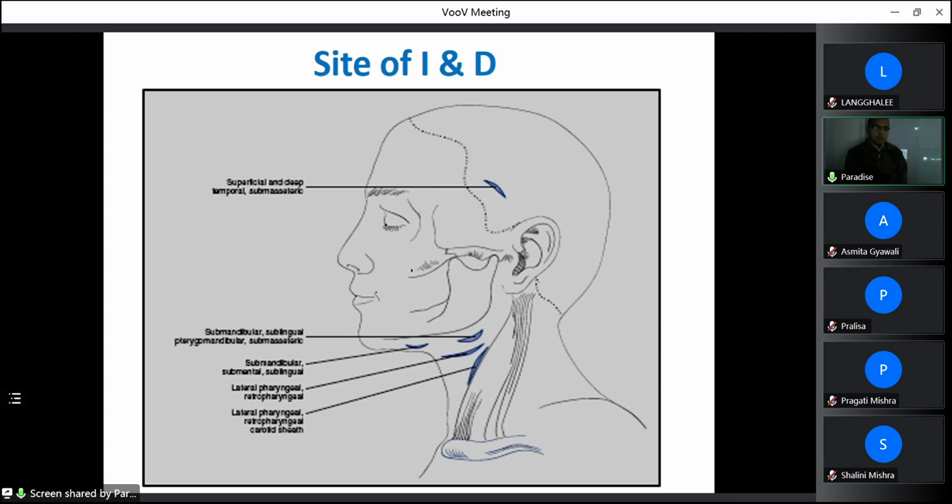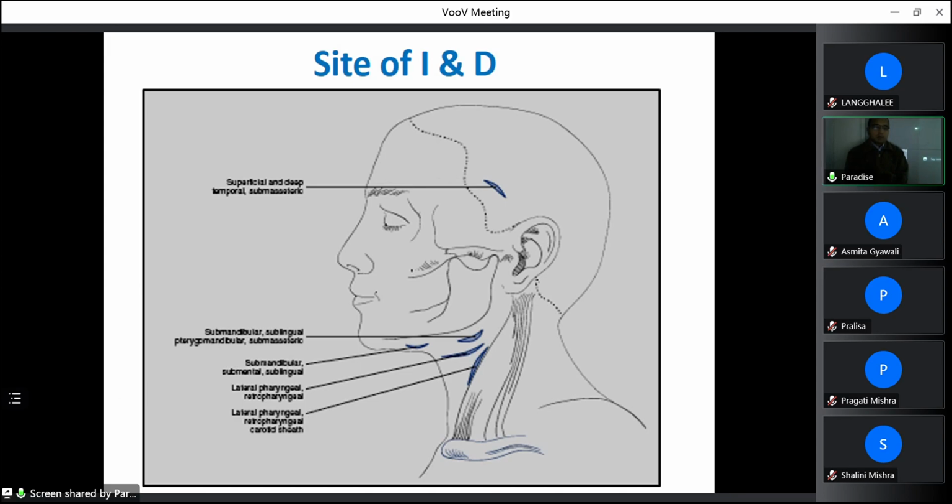So, the site of incision and drainage in case of a space infection. You have to give the incision over the temporal area, making an angle of 45 degrees. It's an oblique incision, and it is present between the anterior and posterior branch of the superficial temporal artery. This incision is preferred whenever there is superficial or deep temporal space infection. You can drain the superficial temporal space. If the deep temporal space is also infected, then you have to dissect through the temporalis muscle and drain the deep temporal space as well.